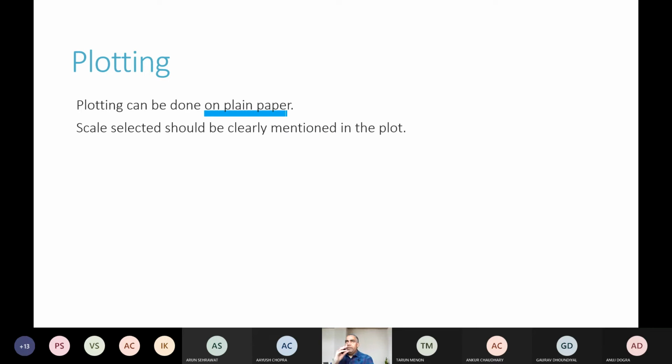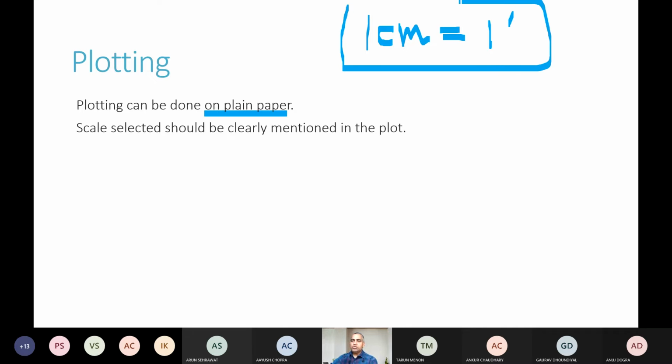Now, when you have to make a plot, you will need to select a certain scale. Scale like 1 centimeter is equal to 1 nautical mile or 1 minute of dlat. So some scale like that has to be selected to make the chart or plot on your answer sheet. About 80% of the questions can be solved using this 1-to-1 scale only.